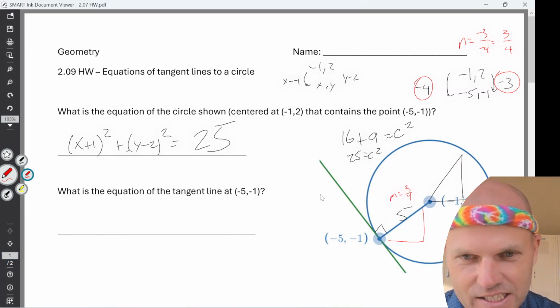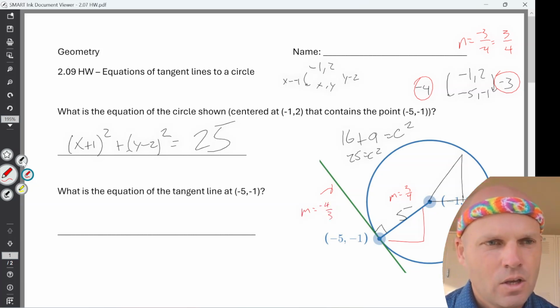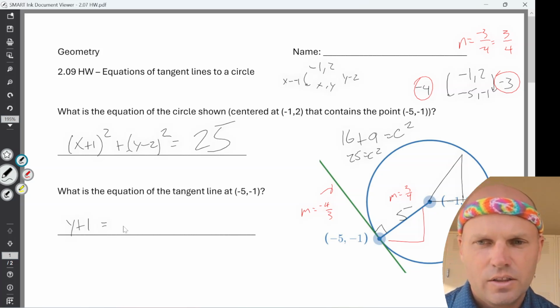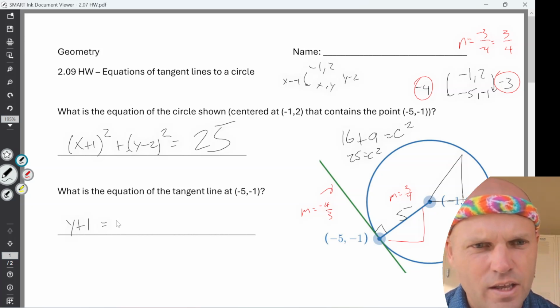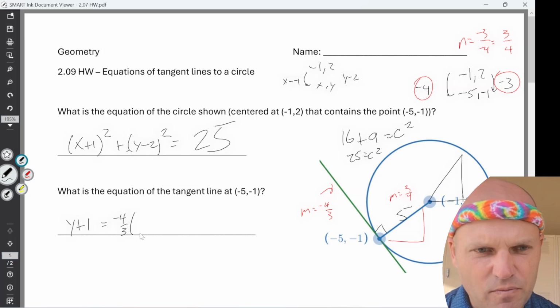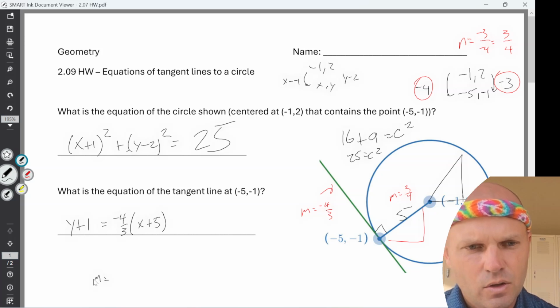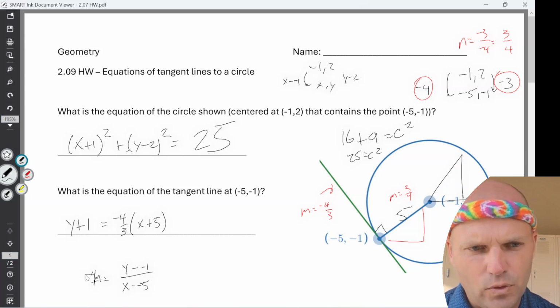Which means this line, the tangent line, will have a slope that's -4/3. We have the point -5, -1. We'll use that in the equation of a line. Again, it's all of the xy's that will attach to the point -5, -1, and have a slope of -4/3. This really comes from the slope equation: y minus -1, x minus -5, and the m being -4/3.